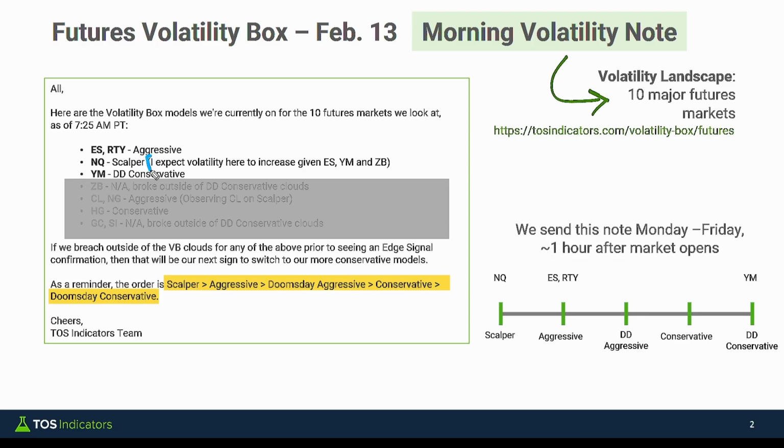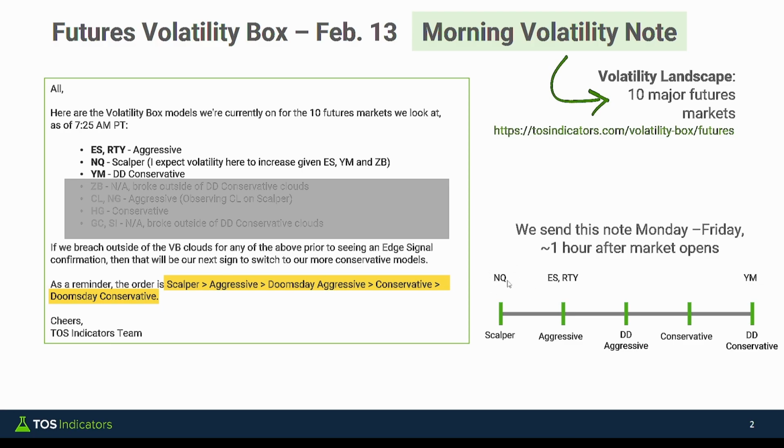Whenever we notice some of these clues, I'll do my best to include it inside of that note. So today, for example, you'll see next to the Nasdaq, we have I expect volatility here to increase given the S&P, the Dow, and the 30-year note, which had already broken outside of its doomsday conservative clouds. So across the board here, we had clues that the Nasdaq market was the market to focus on, the market out of sync, and the market where you expect volatility to increase. Now let's see if we were right.